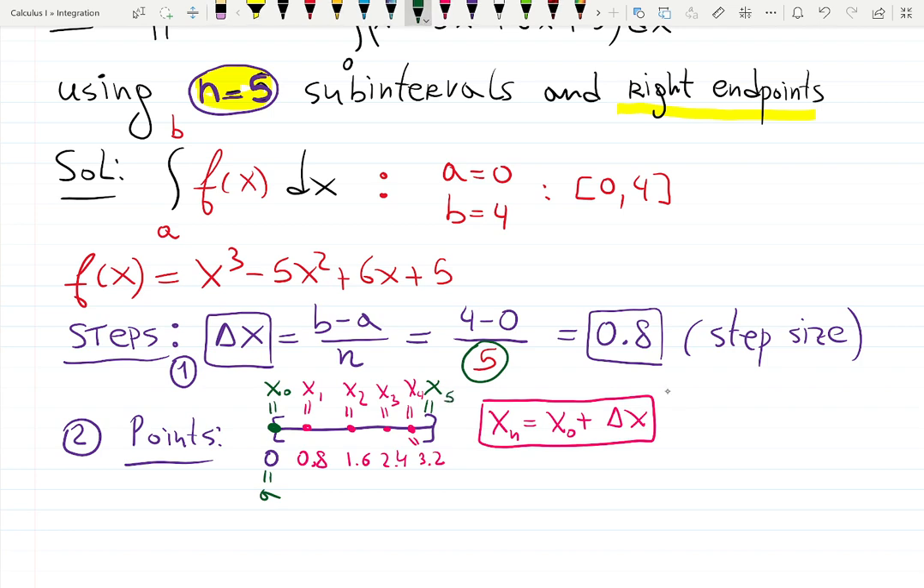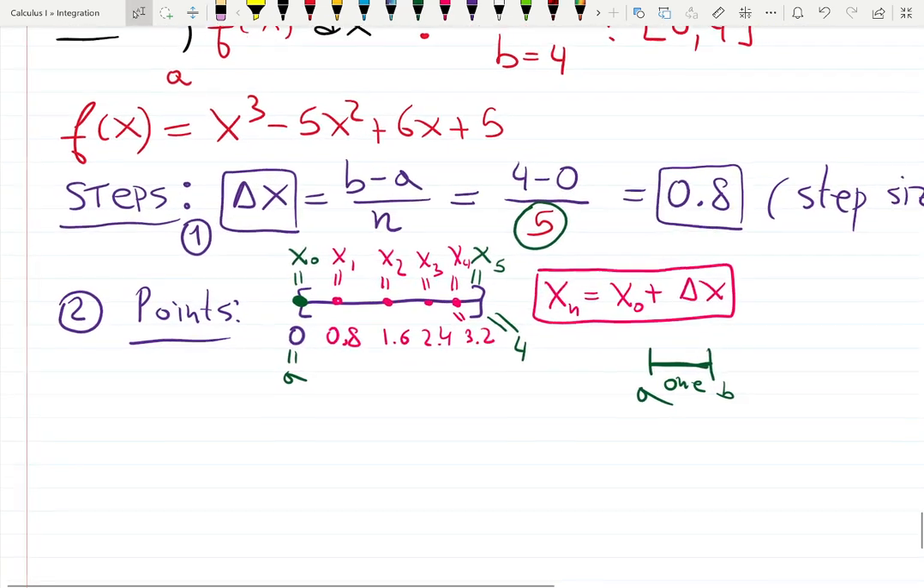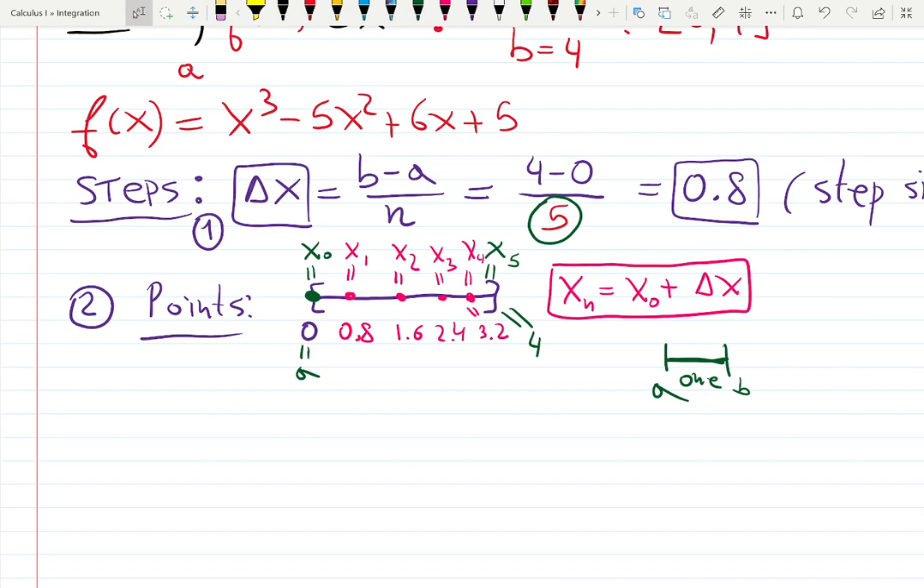We will have the number of points being one more than the number of intervals, because an interval has two ends, right? So for one interval, we have 2 points, right? So it makes sense. We had 5 subintervals, and we have 6 points, x sub 0, 1, 2, 3, 4 and 5. The last point is 4. So this is my list of points. And now I can start with actually calculating everything.